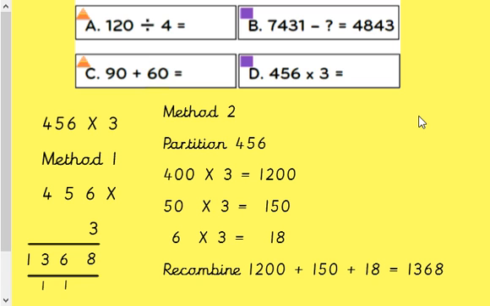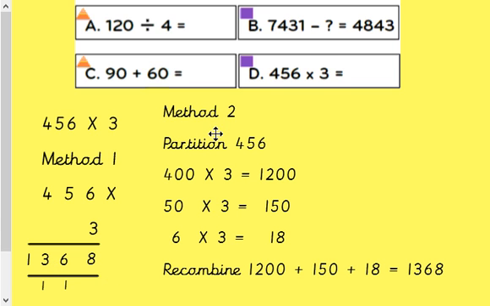Okay, third question this morning. We're going to look at 456 times 3, multiplied by 3. And I'm going to give you 2 methods as per usual. First method, always try and push this one, is the abstract method of short multiplication. So 6 3s are 18, 5 3s are 15, but we have to add in the 1 that we had to carry here, and 4 3s are 12, and again we have to add the 1 in to make 13. Our answer then would be 1368.